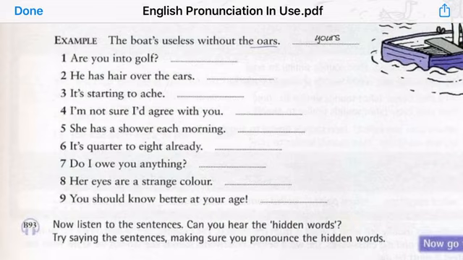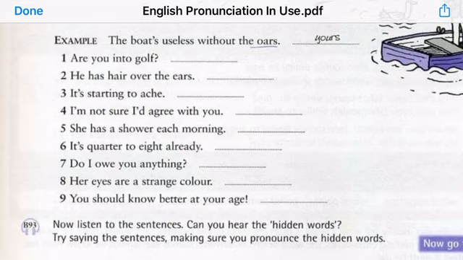Do I owe you anything? Now we have: do I owe you anything? We have an intrusive y, so that's why we have the word why. Her eyes are a strange color. Her eyes becomes her eyes.